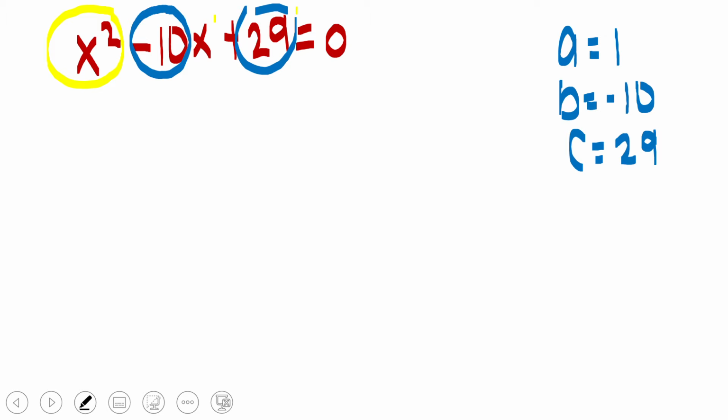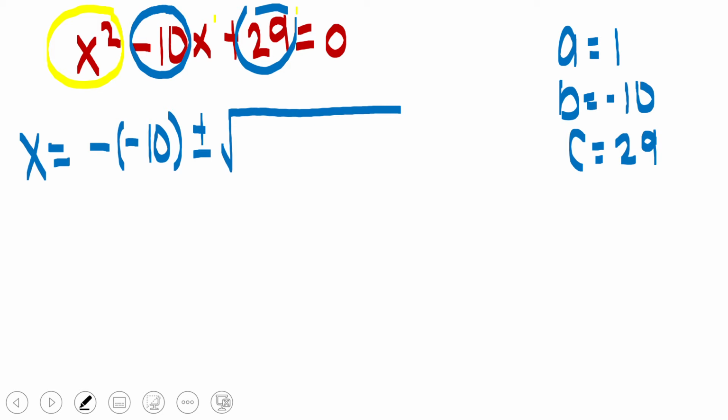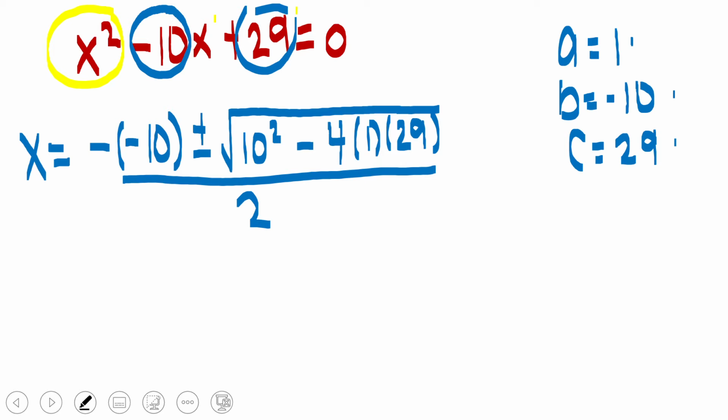So we're going to get x equals negative b, negative negative 10, plus or minus the square root of b squared. That would be negative 10 squared minus 4ac. 4 times a is 1 and c is 29, all over 2 times a, 2 times 1. We have our values substituted into the quadratic formula, and now we simplify.